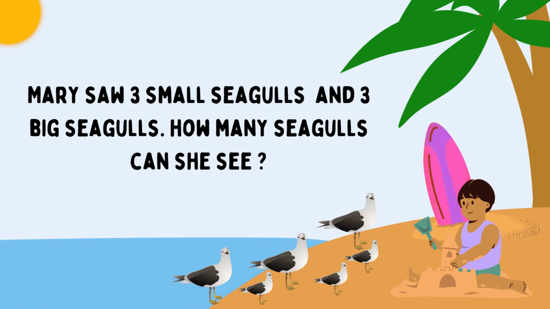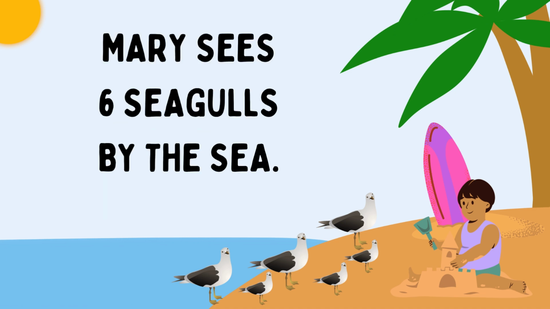Next, Mary saw 3 small seagulls and 3 big seagulls. How many seagulls can she see? The answer is Mary sees 6 seagulls by the sea.